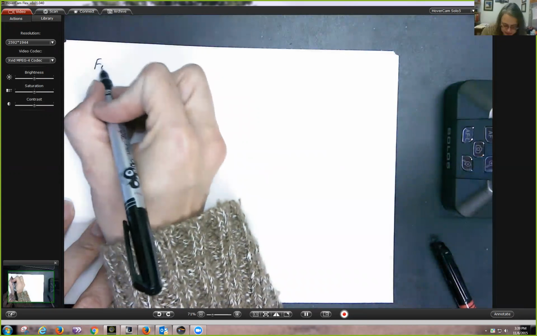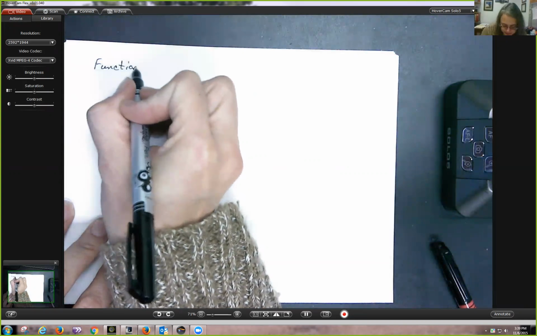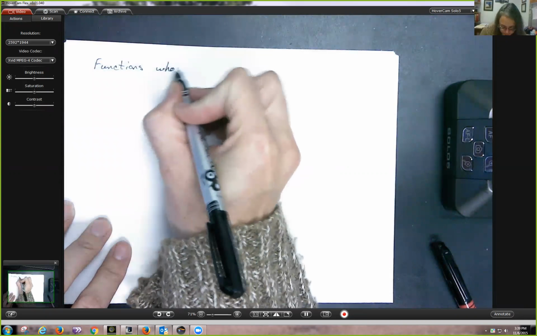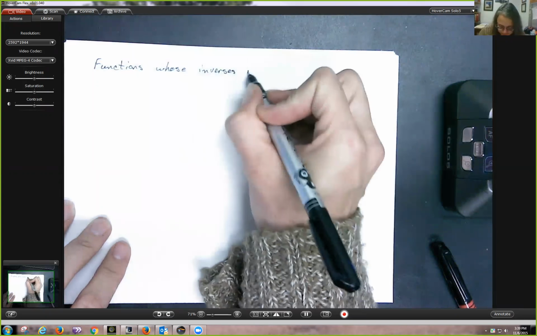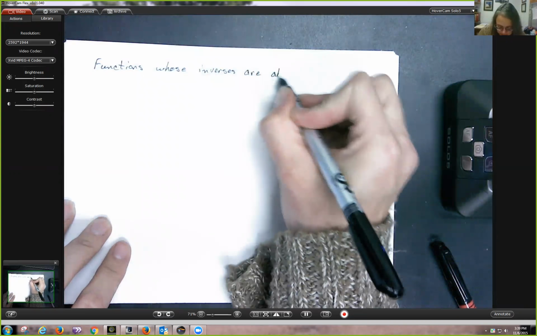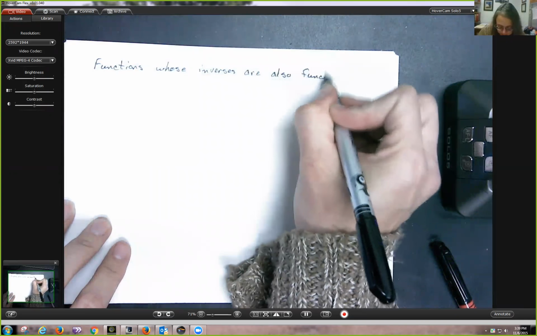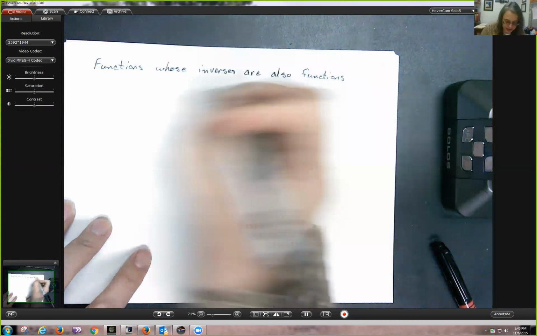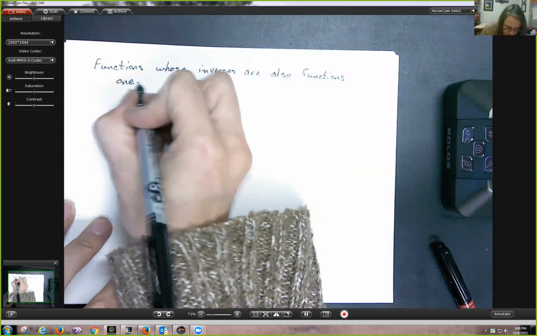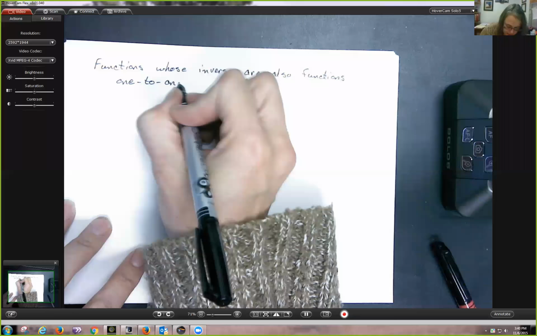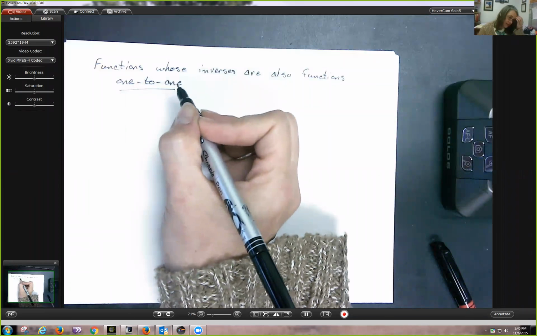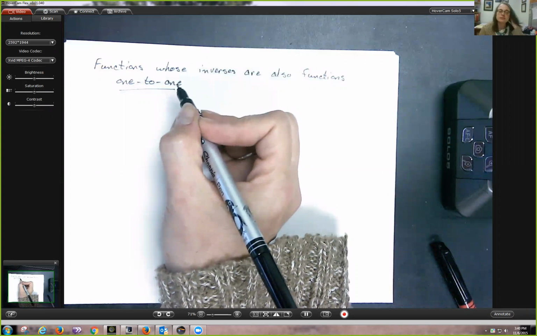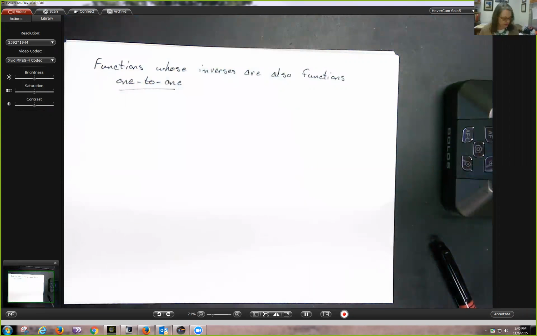Let me write this down. Functions whose inverses are also functions have a special name. It's a 1-to-1 function. And all that means is that the inverse is also a function, just like the function was a function.